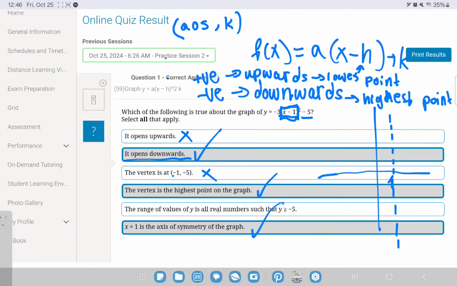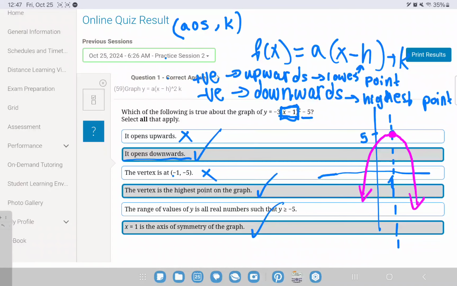And the range of values of y is all real numbers such that y is greater than or equal to negative 5. Now listen, for the range, you have to pay attention. I'm going to draw out what this most likely looks like. This isn't accurate, but I need to draw it for an example. So let's imagine this is our 5 and this is our 1. This would be your vertex. So let's say it's a parabola, so it comes like this and then like this.